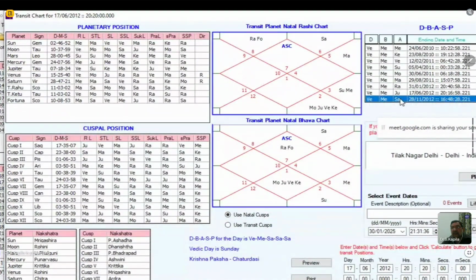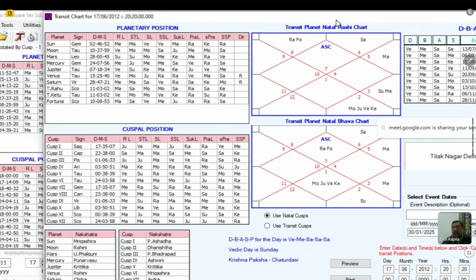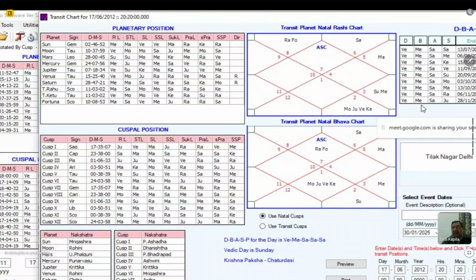It means that the birth of the child to this lady will happen in Venus Dasha, Mercury Bhukti, and Saturn Antara. After fixing the Antara, now what is important? We have to fix the Sukshma. Which out of these 9 planets can be a suitable Sukshma?